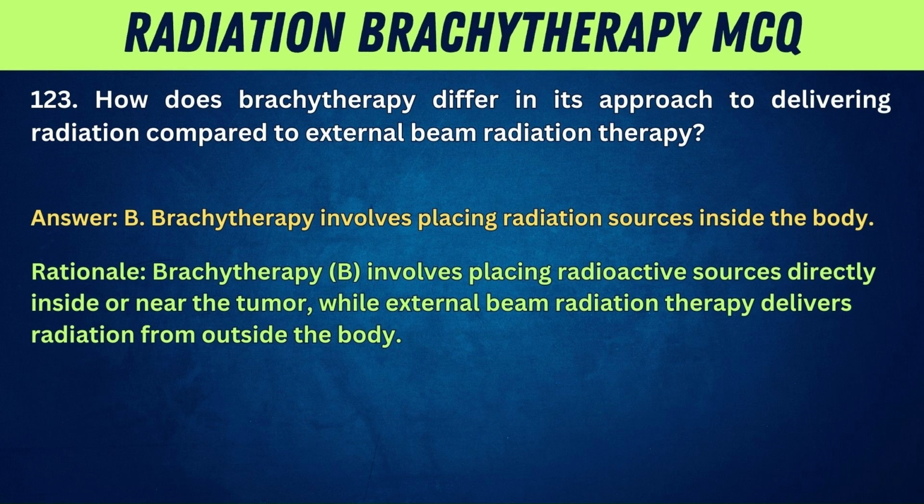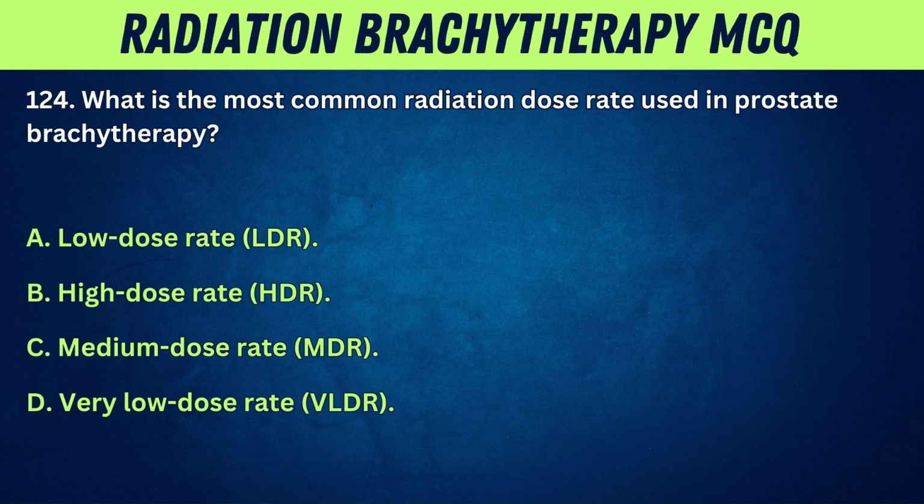Answer: B. Brachytherapy involves placing radiation sources inside the body. Rationale: Brachytherapy, B, involves placing radioactive sources directly inside or near the tumor, while external beam radiation therapy delivers radiation from outside the body.